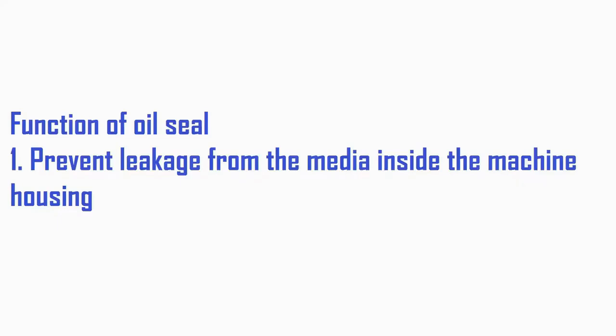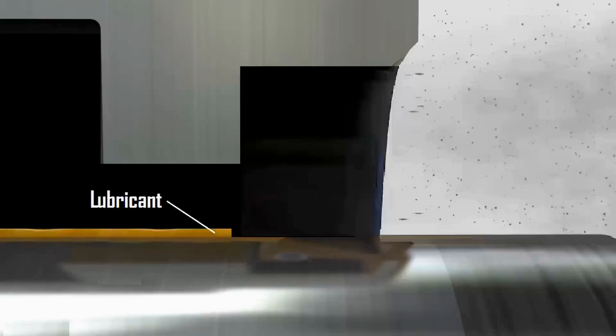The first function of the oil seal is to prevent leakage from the media inside the engine housing to the outside by passing through the gap between the shaft and the engine housing. On the engine shaft that protrudes, there will always be a gap between the shaft and the engine housing. This gap allows the medium in the form of water, lubricant, or gas to easily exit the engine housing through the gap between the shaft and the engine housing.